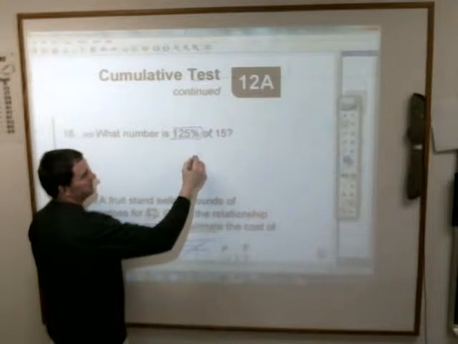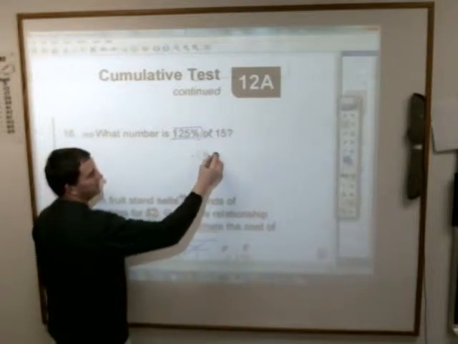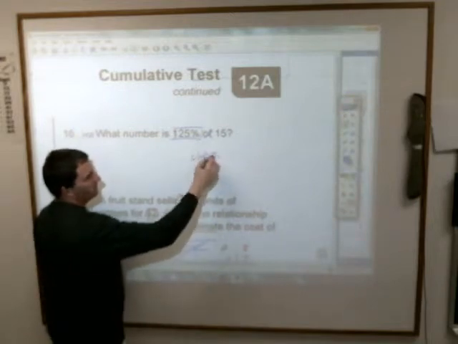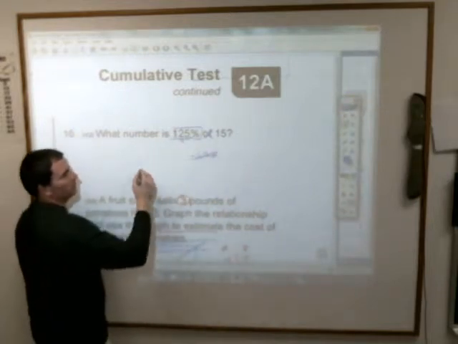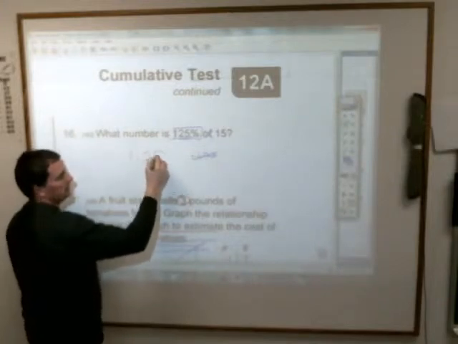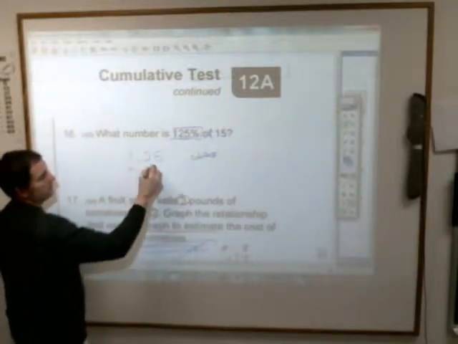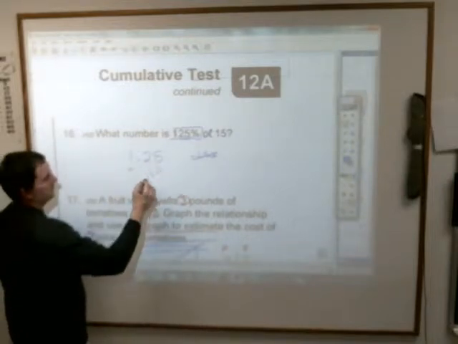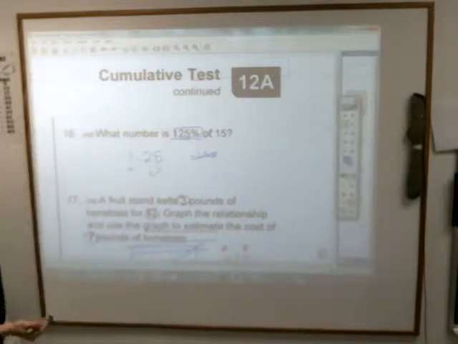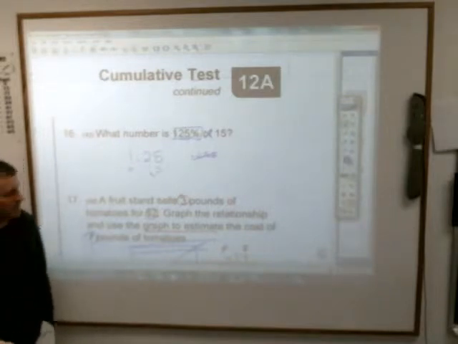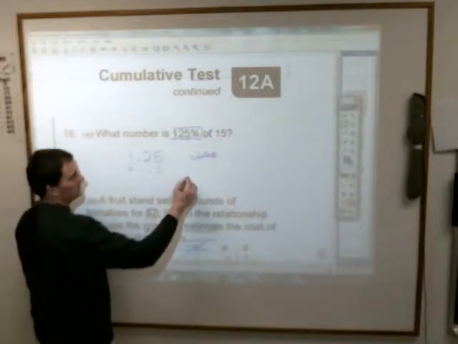The other thing I saw at least 5 people do, how do I change 125% to a decimal? It is not 0.125. Right, you only move the decimal back 2 places, so it's 1.25 times 15, which you probably could do in your head. A quarter of 15 is what, $3.75, so it's $18.75.